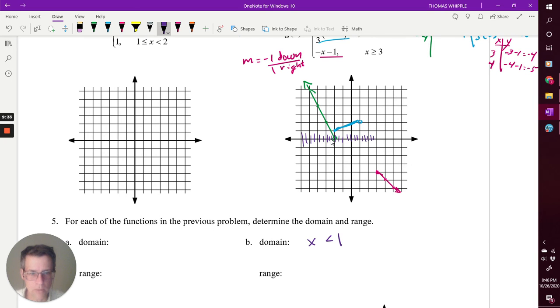Up until we get to 3, we pick back up with a yes, and we want to include that. And so we're going to have yeses, yeses, yeses all the way. Here we had yeses all the way until we got to x equal to 1, and we had no's.